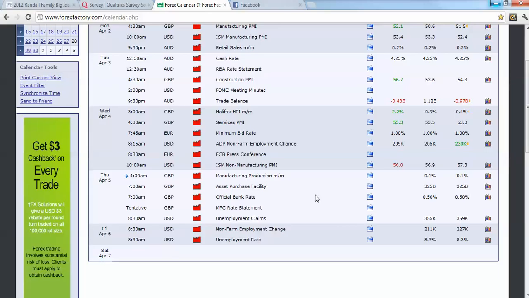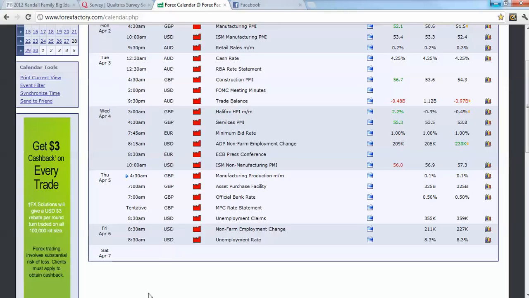So right now, all the numbers are predicted to be the same as they were last year, and so this is going to be a good day to trade the pound, because if we do see either numbers that are better than expected or numbers that are worse than expected from 2 out of these 3, or 2 out of the 4, or even 3 out of the 4, then we could see a strong move in either direction from the pound.